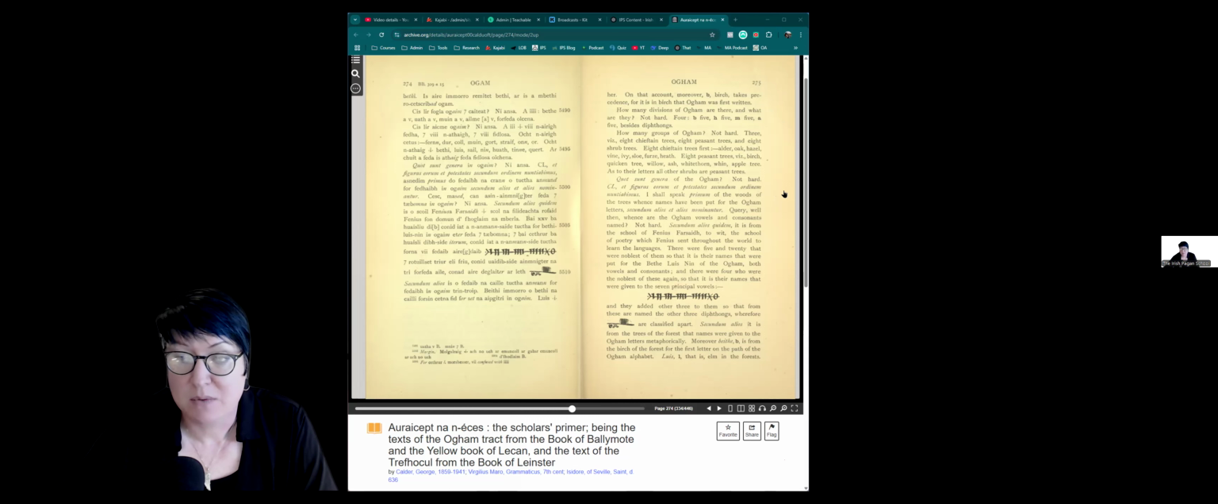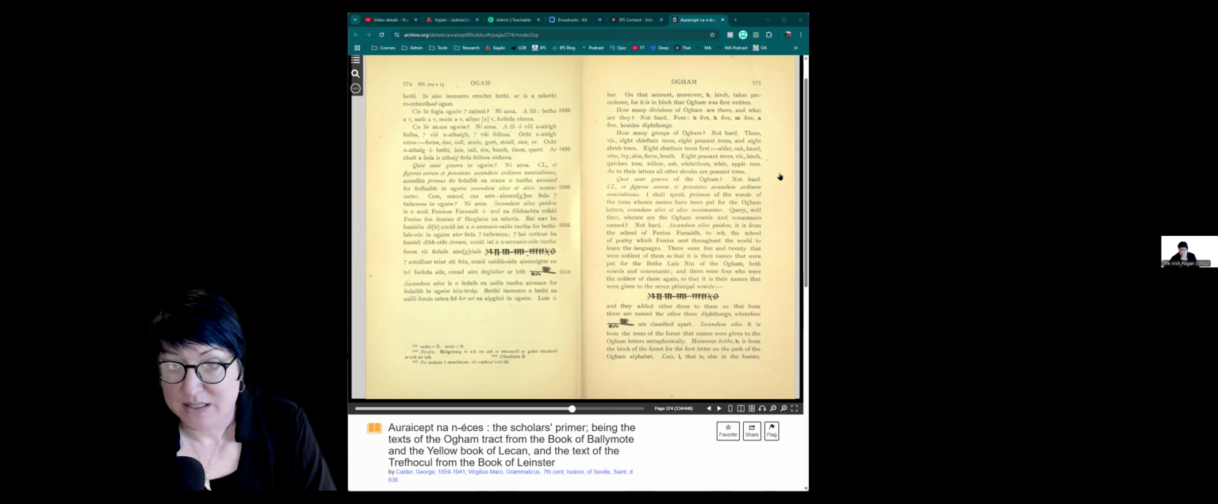So this is that same concept that there are divisions of trees, and the chieftain trees would be alder, oak, hazel, vine, ivy, sloe, firs, and heath. The peasant trees would be birch, quicken tree, willow, ash, whitethorn, whin, apple tree. And as to their letters, all other shrubs are peasant trees.